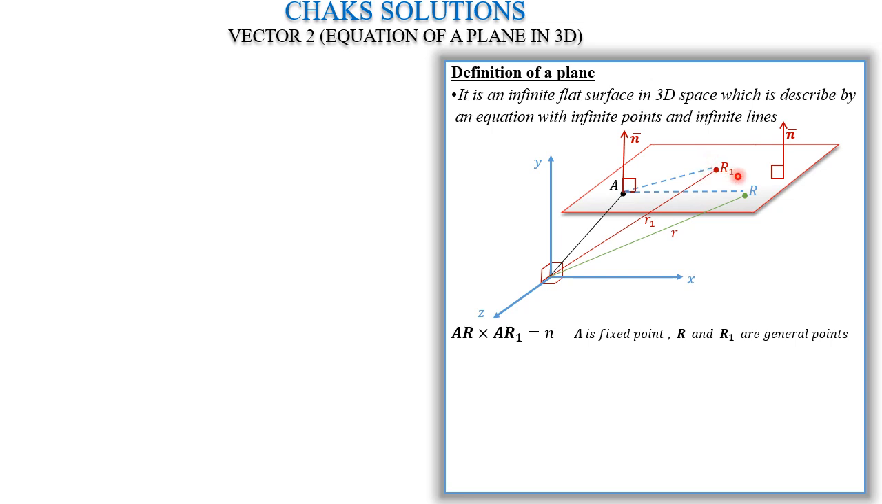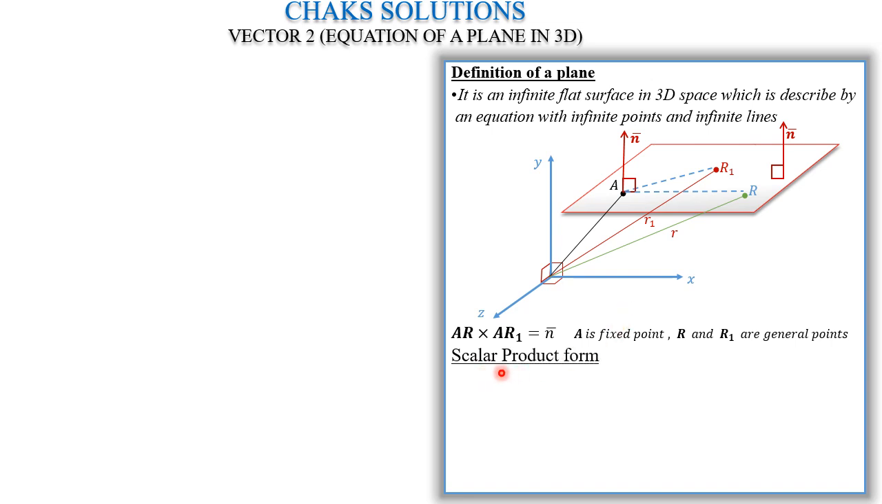It's not always that the normal vector will be on the fixed point or coming from the fixed point. The normal vector can be anywhere in the plane. So any two non-parallel vectors lying in the plane, if you cross them, they'll give you a normal vector. Alright, so now we can write the equation of the plane.